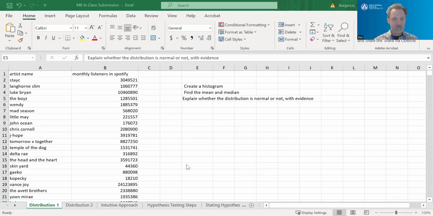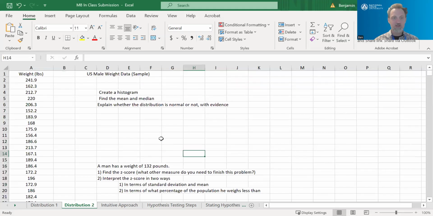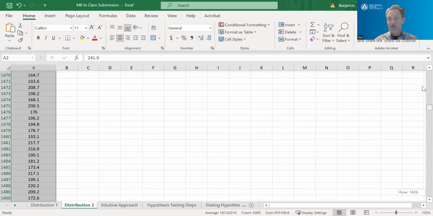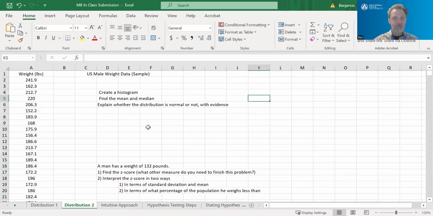All right, and then step 2, we're going to do it very similarly, but we have a shorter data set. Let's do control shift down and see what we're talking about. 5,000 points here. All right, so that's a smaller data set. And then find the mean and the median, explain whether the distribution is normal or not with evidence. So you're repeating yourself twice, practice. We've done so much practice with normal or not, making histograms, talking mean and median, looking at skew. That's really important. I want you to feel confident about that.